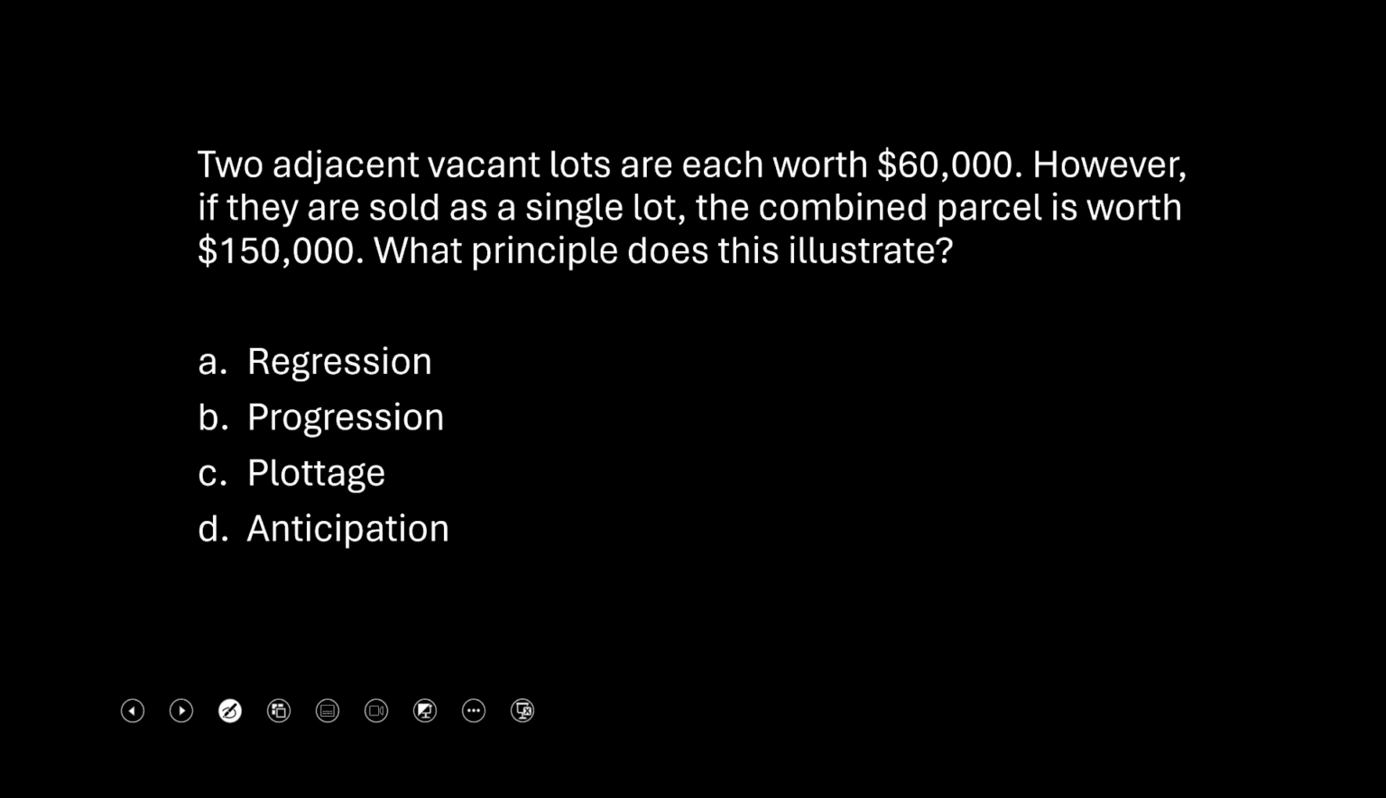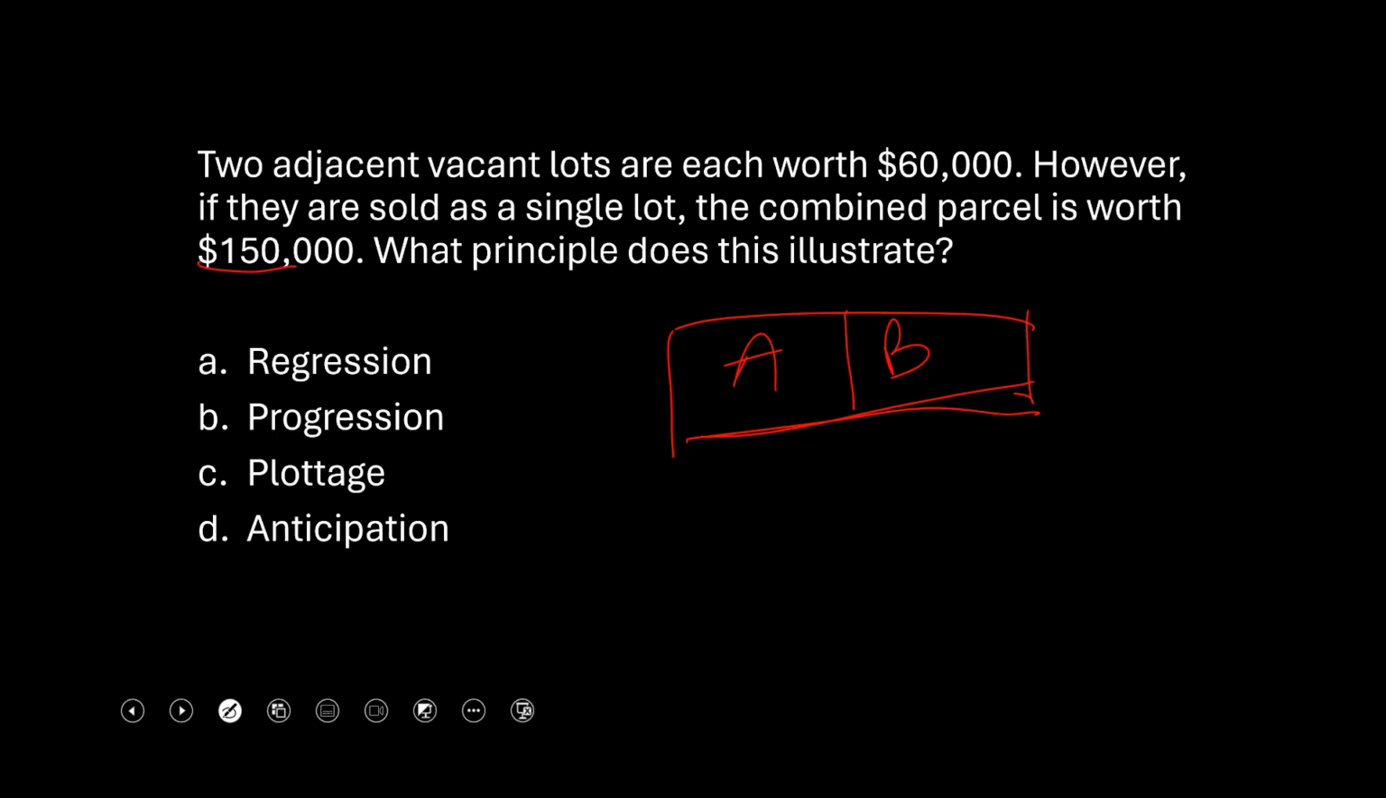So here, let's just look at the question again. We have two vacant lots. They're next to each other. So let's just say this. Oh, my drawing is bad, but bear with me. So let's say they're next to each other. This is A and this is B. Separately, they're worth $60,000. But when we combine them and sell them as one, it's worth more.